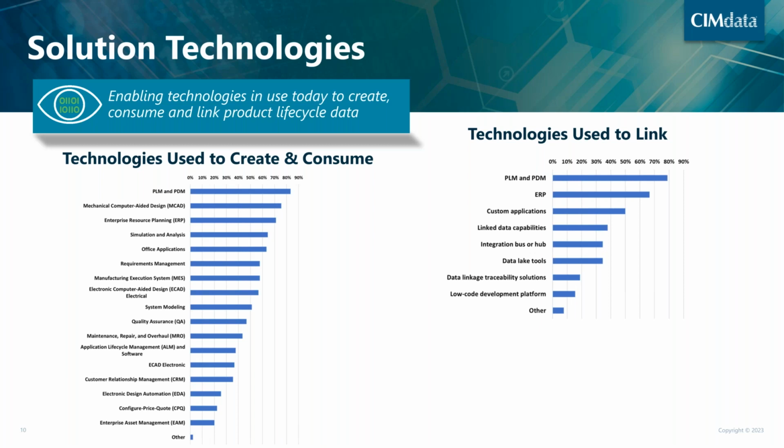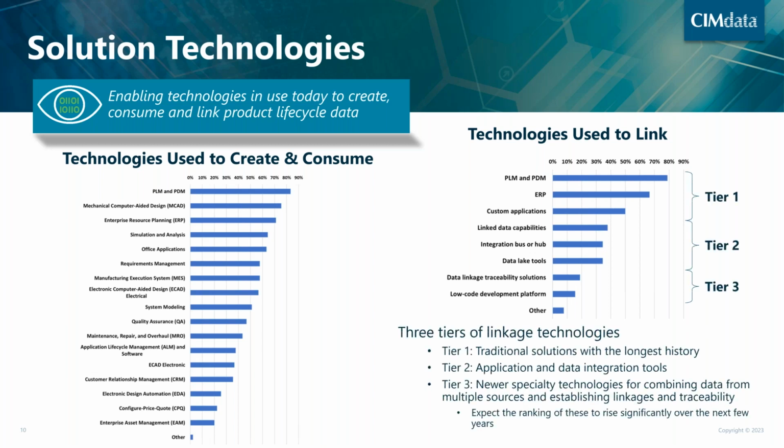So ultimately we see three tiers of solutions. The first tier is what we would call the traditional solutions, with a long history; they've been trying to integrate with applications for some time. The second tier is data integration tools. Some have been around for a number of decades, and generally we talk about them as enterprise application integration technologies, and they continue to expand and evolve into more specialized technologies that combine data from multiple sources. They establish the linkages, they establish traceability, and you'll see hybrid approaches as well.